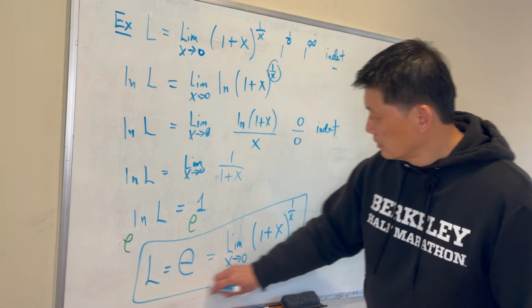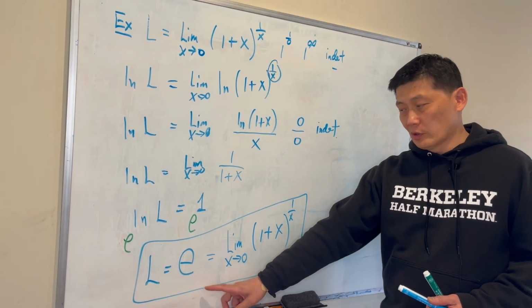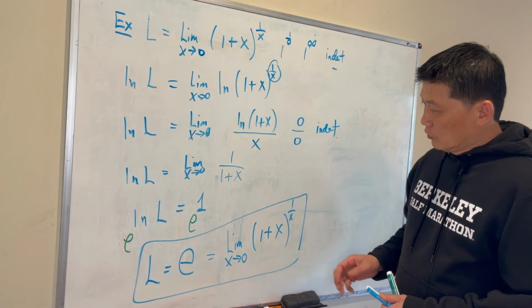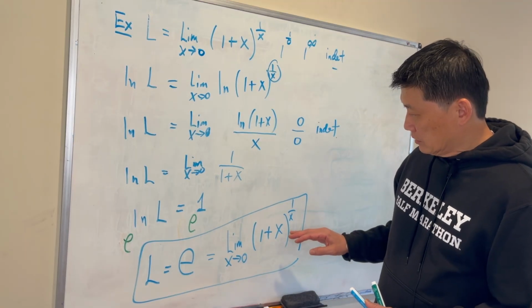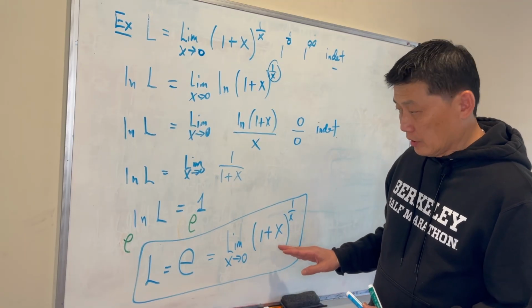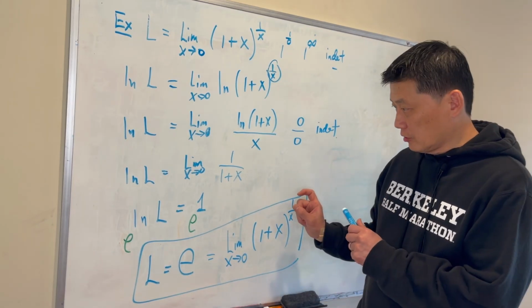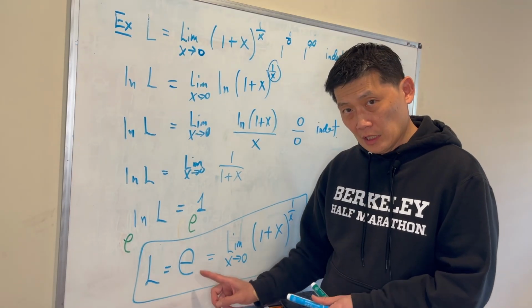This is the definition of the natural number. So if you graph this out as x approaches 0, it will approach a very specific value, and that value we define as e.